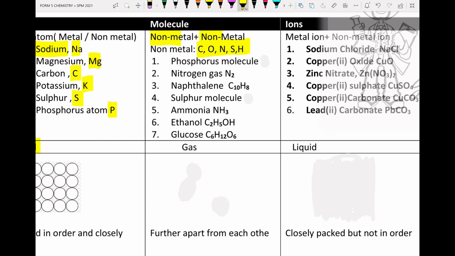Please remember the 5 non-metals. So we try to check nitrogen gas molecule, naphthalene C10H8 will be a molecule. If in the exam they ask what is the formula of phosphorus molecule, that will be P4. Sulfur molecule will be S8. All right, so ammonia, ethanol, and glucose.